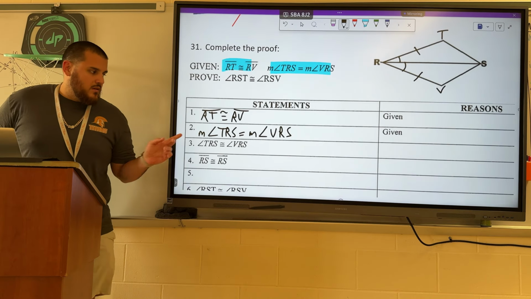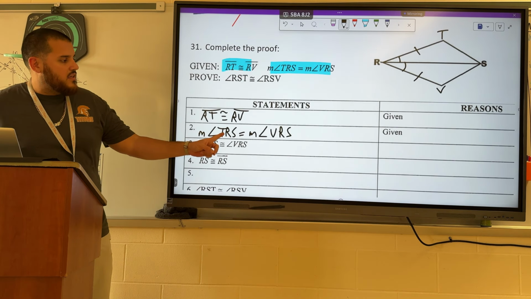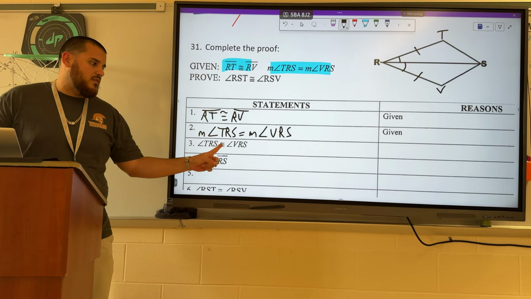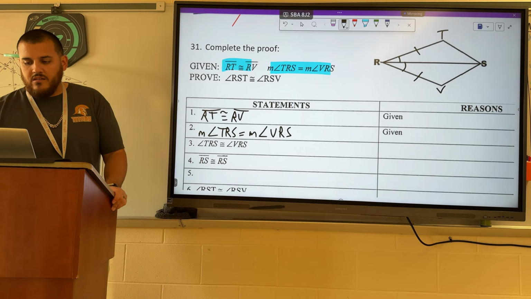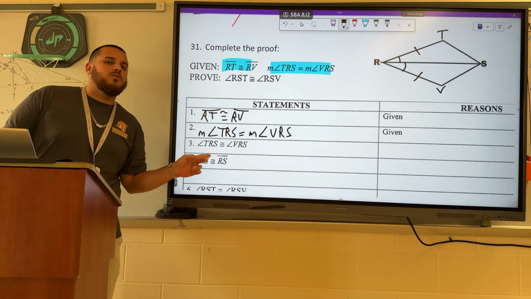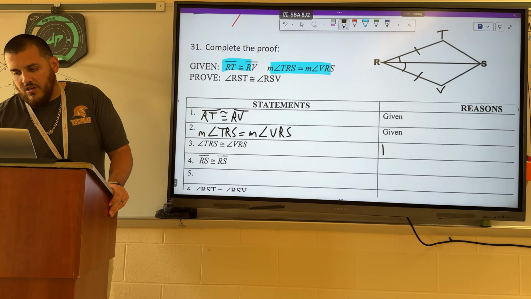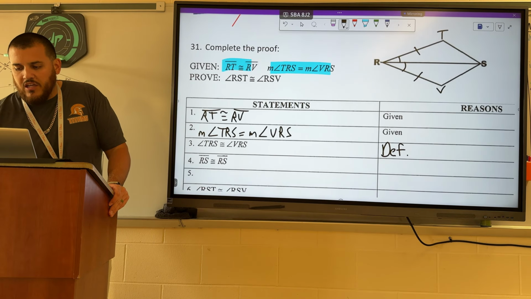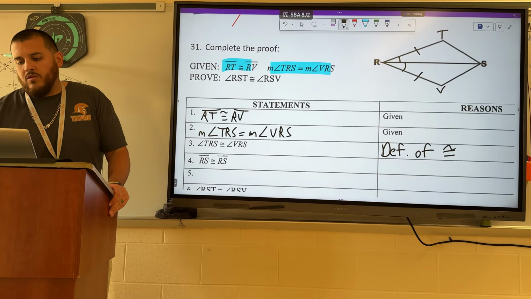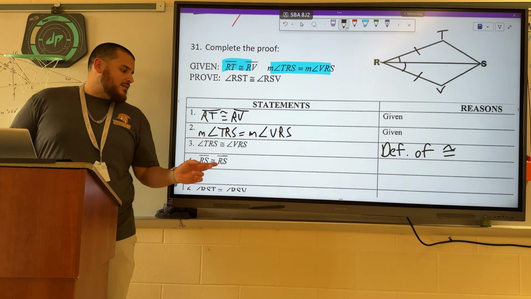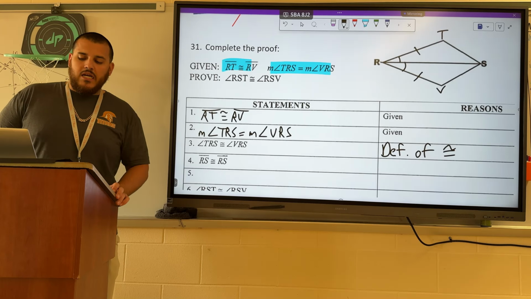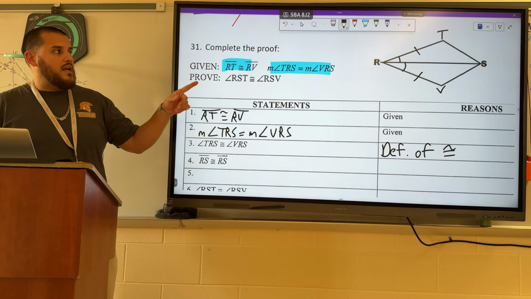Notice the next statement is almost the same exact thing. This says TRS equals VRS, this says TRS is congruent to VRS. That's just because any things that are equal are congruent to each other. That's the definition of equality of congruency. It doesn't really matter to me which one you put there. Next, it says that RS is congruent to RS. Let's first see the evidence of that in our figure.